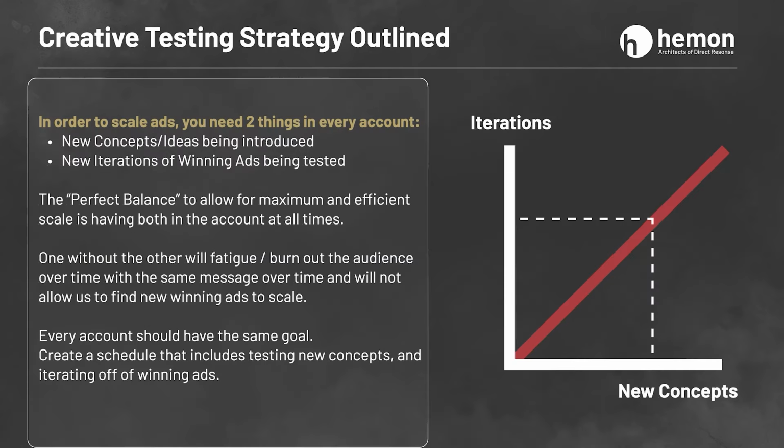So essentially, every account needs to have two things. You need new concepts and ideas being introduced, and you need to have iterations of the winning ads being tested. And you need to try to figure out a way to create a balance between both. That's how you're really going to be able to scale an account. If you're not doing these things at all times, or you're not having a balance of these things, you'll either over leverage on one end and fatigue out, or you'll just not be able to scale as high because you don't have enough ammo for your guns when you're launching campaigns, right? So the goal is to find a balance between iterations and new concepts.